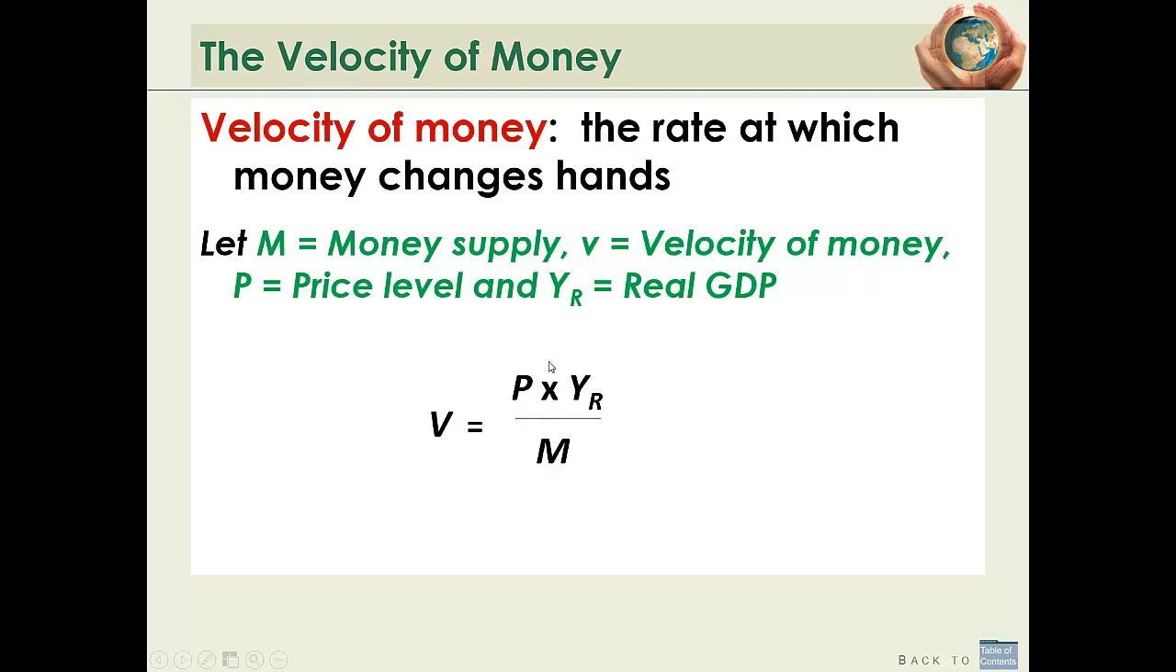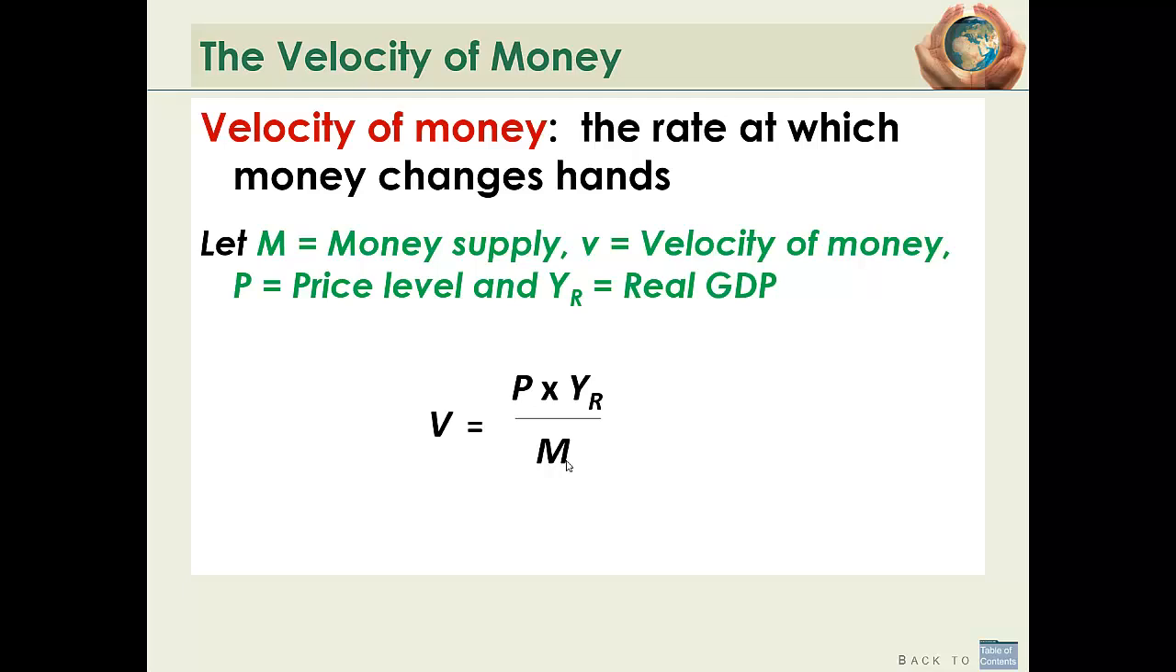In the numerator here, we have the price level times real GDP, which is just nominal GDP. And you take that nominal GDP and divide it by the money supply, and you get the velocity of money. Basically what this shows us is if we're going to spend a certain amount of money on goods and services, but we only have a limited amount of money in the economy, the velocity tells us the rate at which that average dollar is being spent, or the rate at which money changes hands.